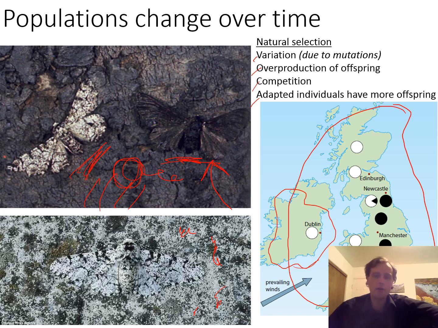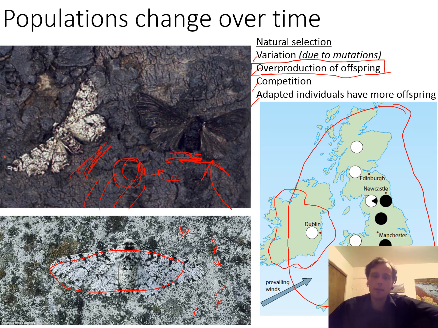Even prior to the 19th century, there was some variation. Most of the moths were the white speckled form. A couple were black, but very few. And all species tend to overproduce, producing more offspring than the environment can feed or sustain. So most moths do not make it to adulthood and reproduce. Those that are best adapted make it to adulthood and leave offspring, passing on their genetic material to their offspring.